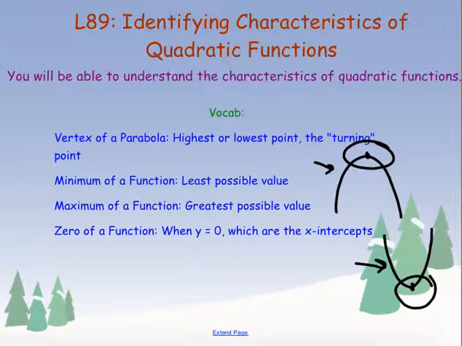A zero of a function is where y equals zero, or where our parabola crosses the x-axis. So let's say this is the x-axis here. We're looking for intercepts. Typically there are two. There could be just one, or it is possible that there will be zero. So we are looking for those x-intercepts, and we'll have a couple different names for them.